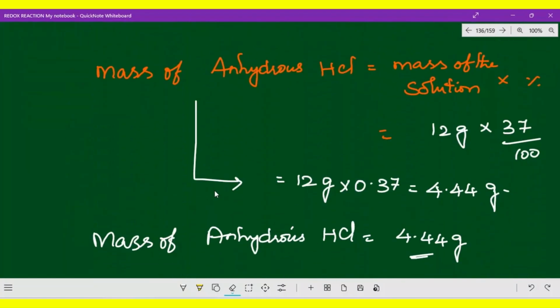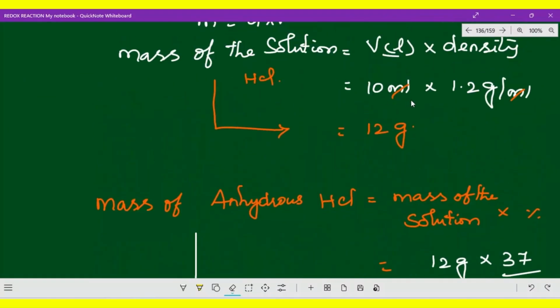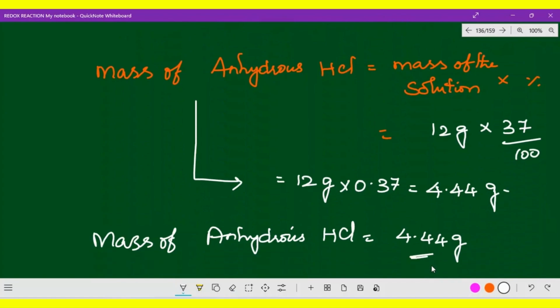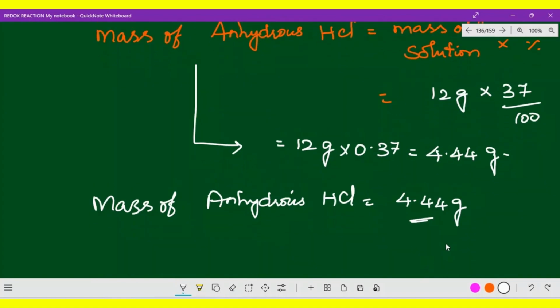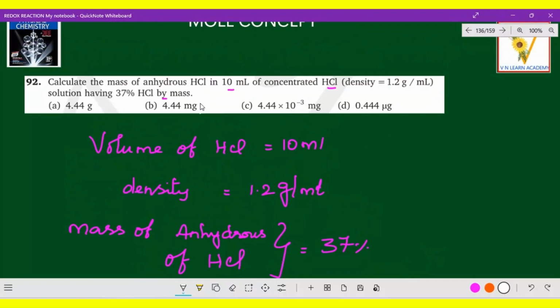Now, let us explain again. Here, we have seen 10 ml into 1.2 gram per ml. ml will be cancelled, so gram only is there. So if it comes as gram, how can it come as milligram? See, now they are giving really a twist over here. So you should be confident in your answer. In that, milligram is not possible. Even 4.44 into 10 to the power of minus 3 milligram, of course, is very small compared to gram. Microgram is not at all possible, right?